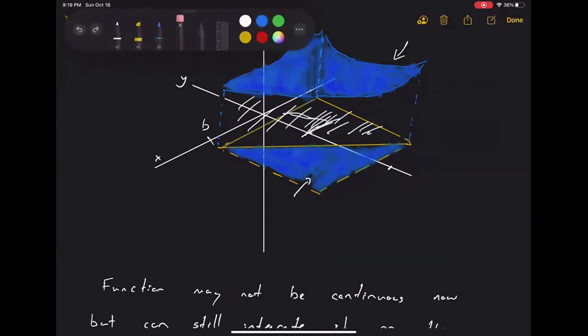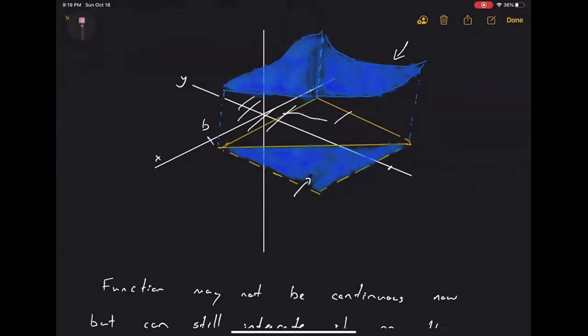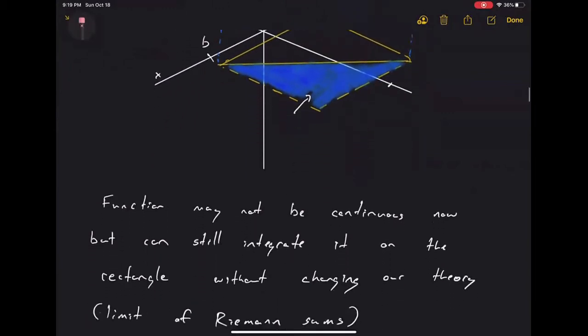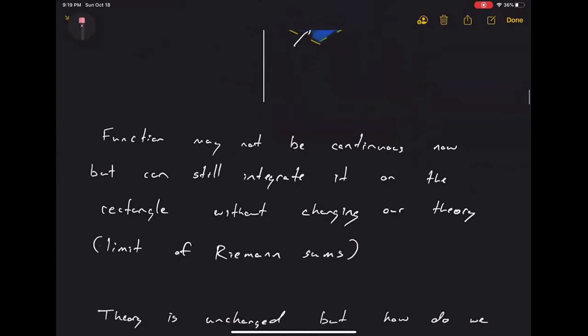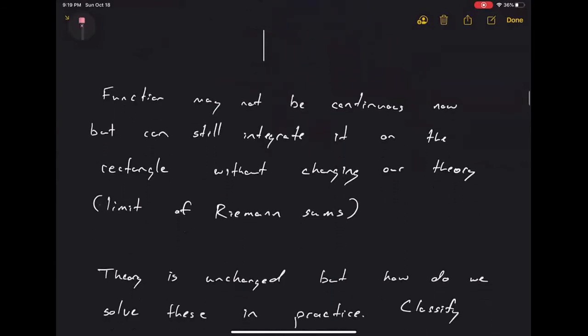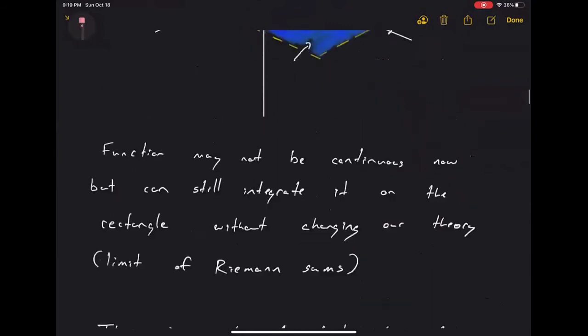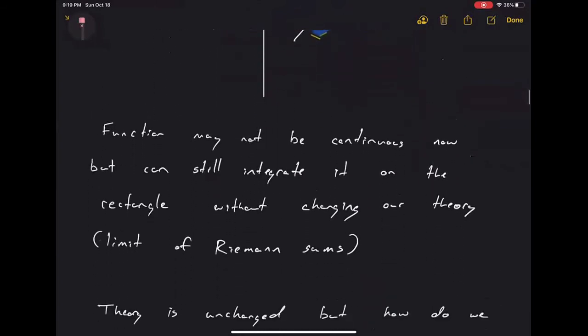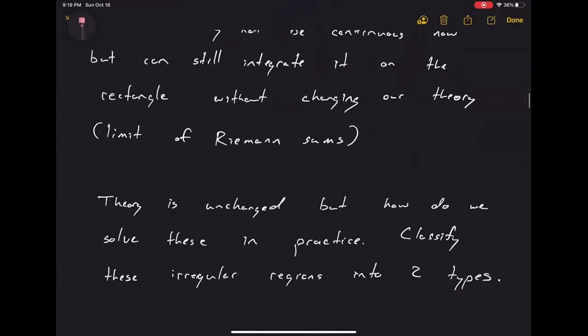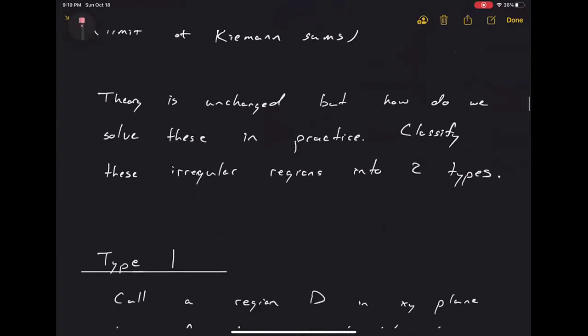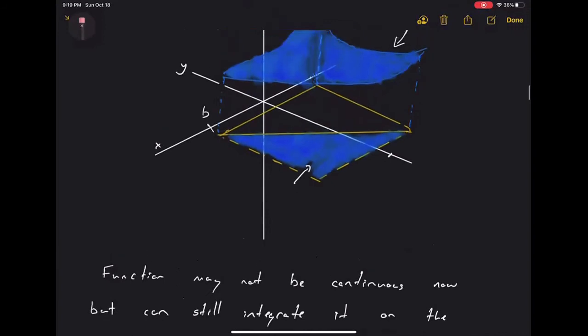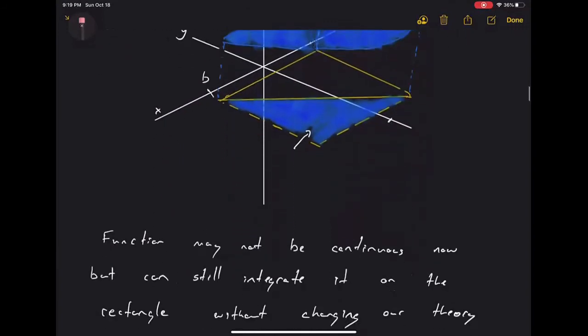Because there's going to be no volume in between my blue surface and my yellow rectangle, but it does give me a nice rectangle to work on. So as I said, the function might not be continuous now, but that's not a problem. Once we have this rectangle, we're going to be able to use our theory from 15.1, where we define this integral as the limit of Riemann sums. So the theory is going to be unchanged. That's really all we need to say about the theory behind it. We're taking these weird domains and turning them into rectangles.